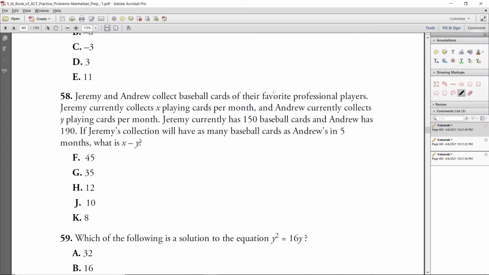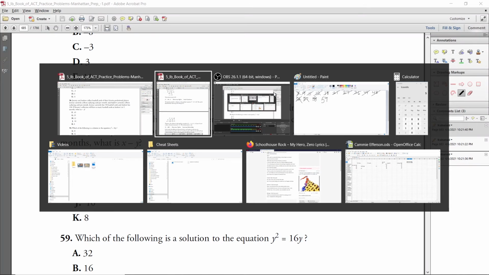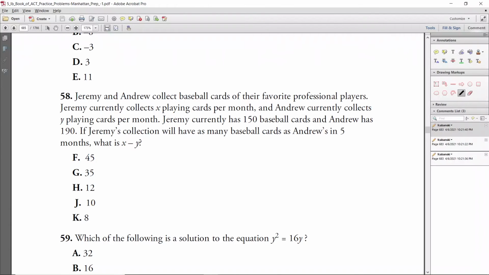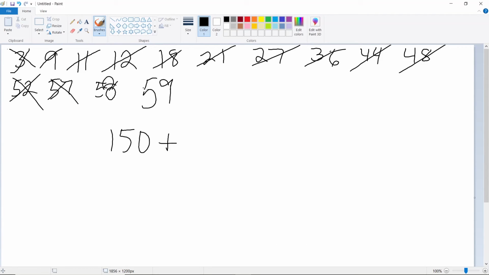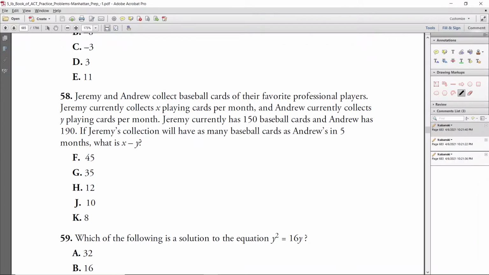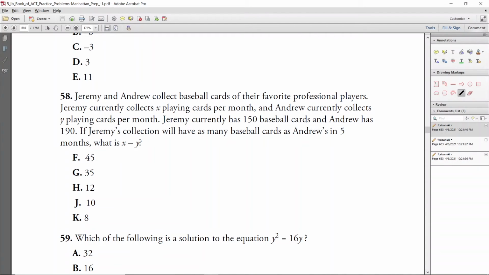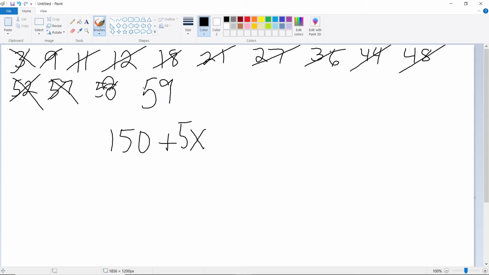Okay, so let's take a look at Jeremy. Jeremy right now has 150 cards, so we're going to write this down, 150 plus, and then it says Jeremy collects X playing cards per month. So we're going to do X times the months, and they said 5 months. So we're going to do 5X. 5 is the number of months. X is the number of cards he adds per month. Jeremy equals. So these are two linear equations.